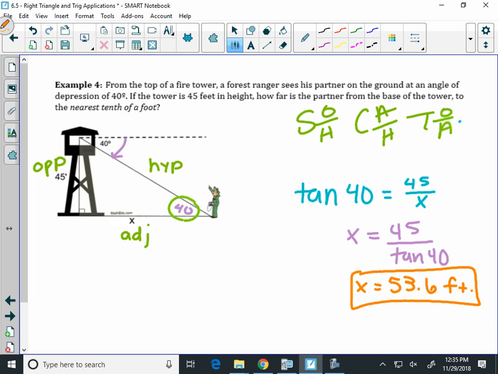Questions over that? And pay attention to what you're rounding to. You are asked to round to the nearest tenth, nearest whole foot or whole number, nearest hundred. So just pay attention to what you're rounding to.